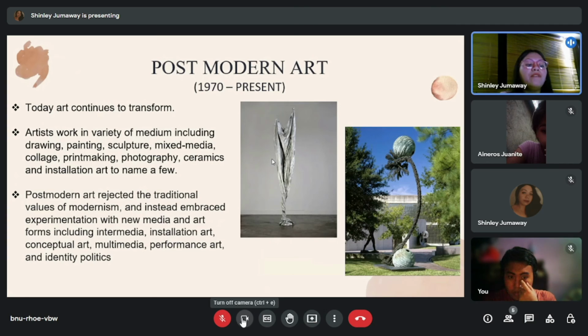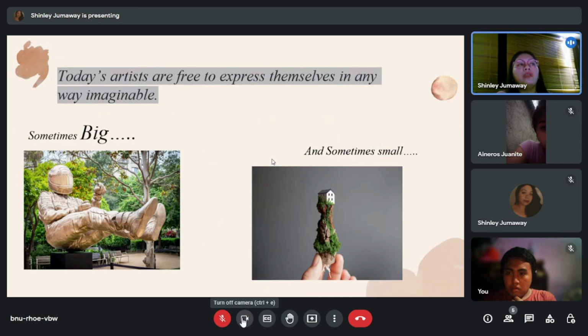It is through the influence of the old genres of art but embraces the modernity of our society right now, producing art by the use of technology and media. So, today's artists are free to express themselves in any way imaginable. Sometimes it's big and sometimes it's small. In simple words, art can be expressed in different and various ways, because art is art. As long as you created it with your imaginative mind, it is art.